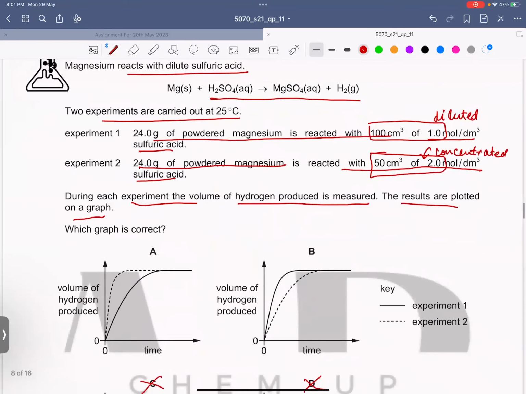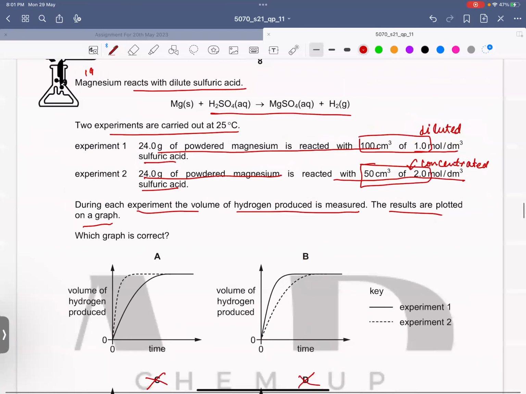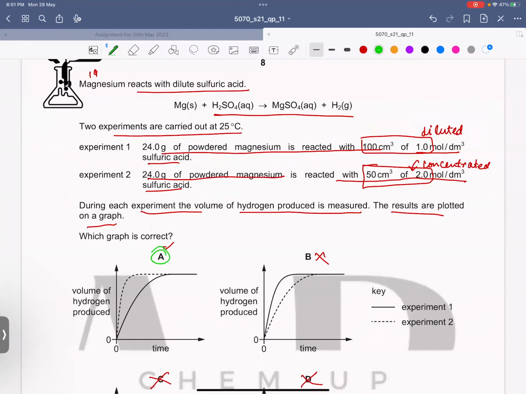Experiment 2 must be the faster one, because in experiment 2 we have used a concentrated solution, right? So it means the gradient of experiment 2 would be greater, which is the case in A, not in B. The dotted line represents experiment 2. Here you have a key. So A is your correct answer.